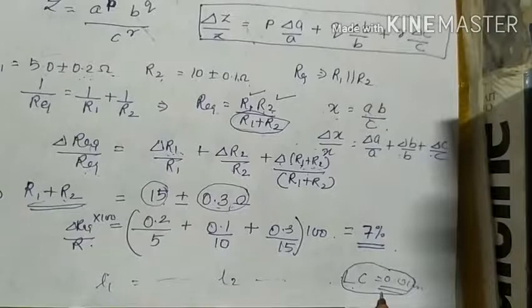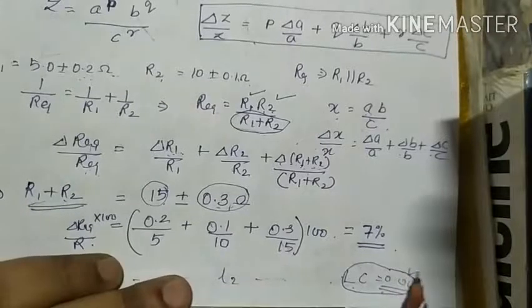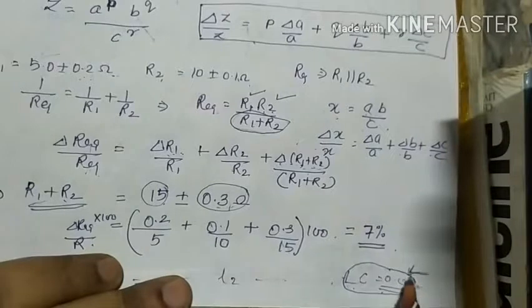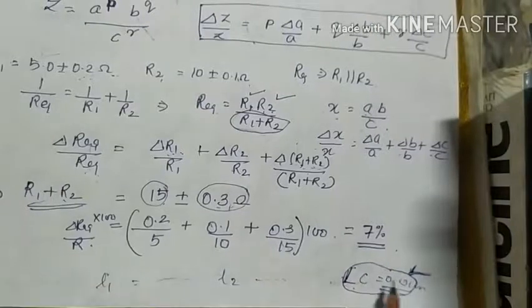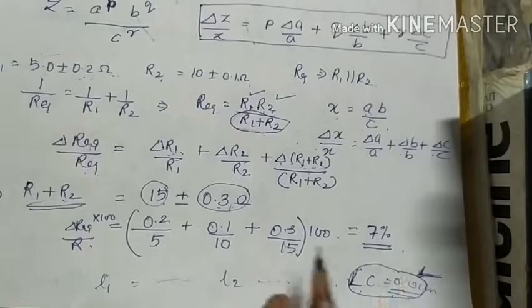This section I will clarify during the live class: why the least count is usually called the absolute error. Okay. If I forget, guys, please make me remember it.